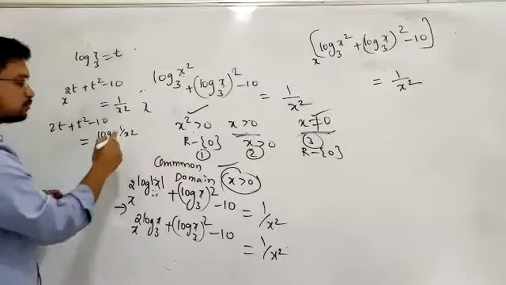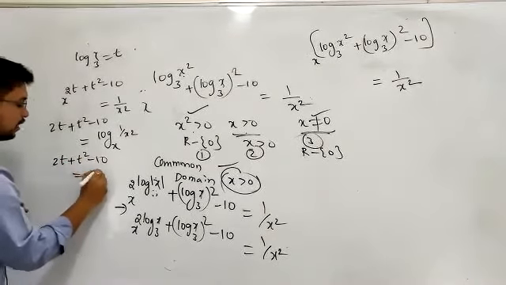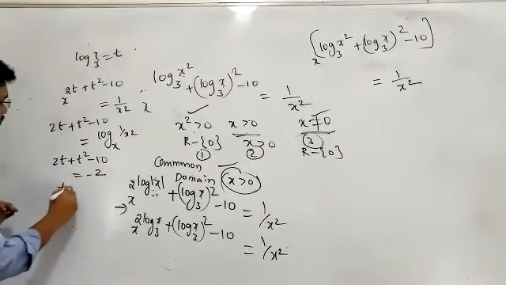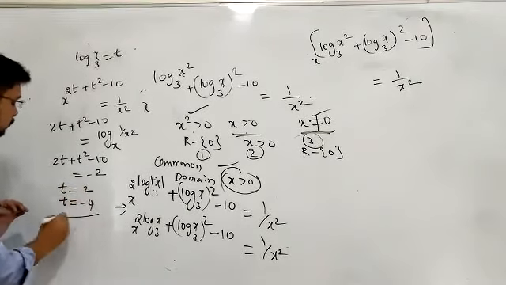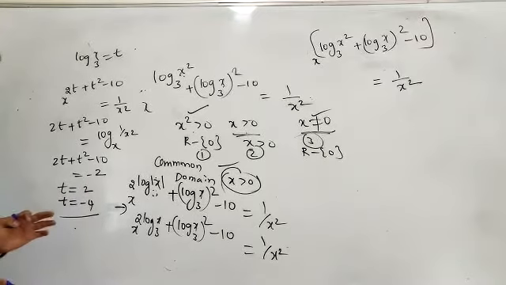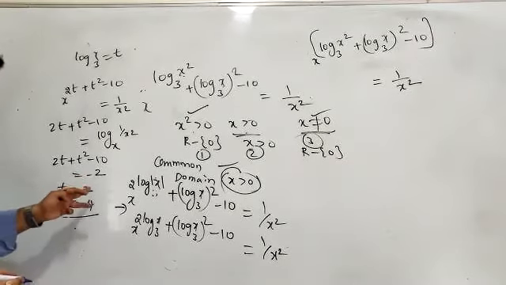1 by x square is x power minus 2. So you'll be getting 2t plus t square minus 10 is nothing but minus 2. So you'll be getting t is equal to 2 and t is equal to minus 4. We'll be getting t is equal to 2 and t is equal to minus 4 from this. As I guess, you can check in the quadratic.